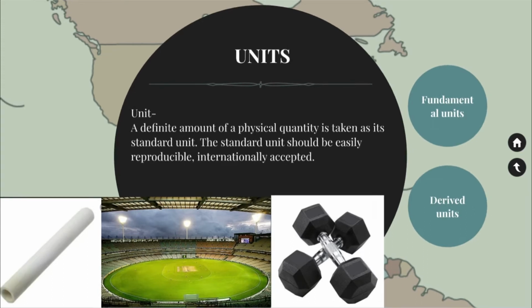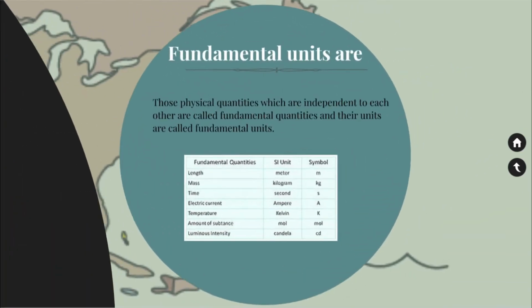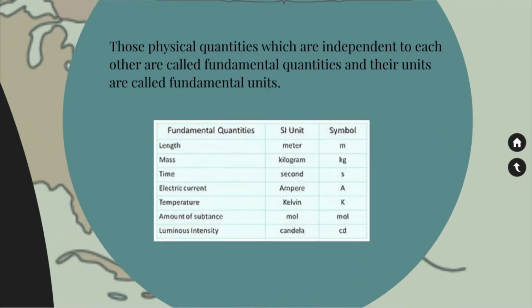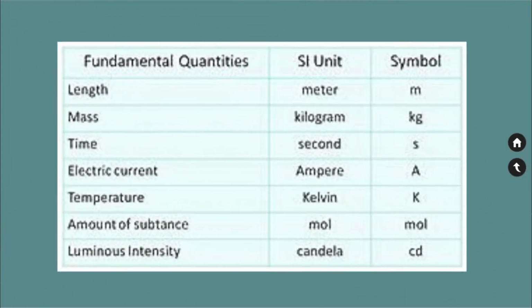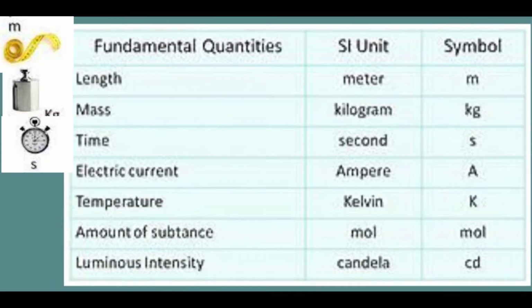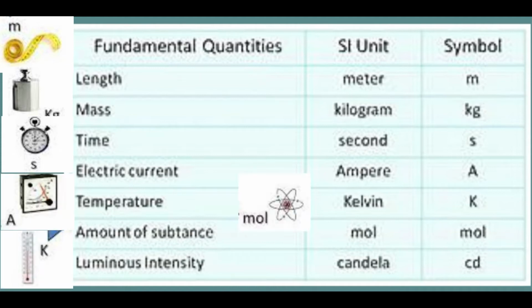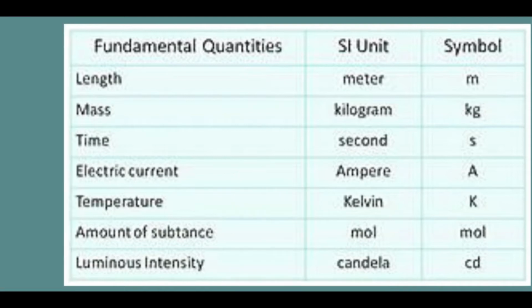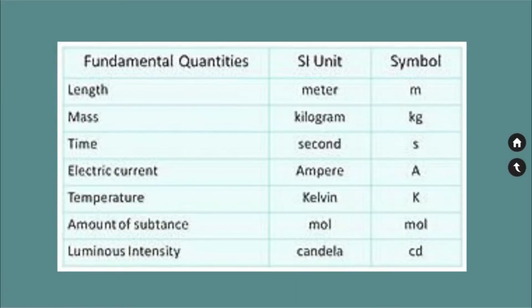Now we will see what the fundamental units are. The physical quantities which are independent of each other are called fundamental quantities, and the corresponding units are called fundamental units. The fundamental quantities are length, mass, time, electric current, temperature, amount of substance, and luminous intensity. In this chart you can see the fundamental quantities, their units, and the symbols used for representing them.